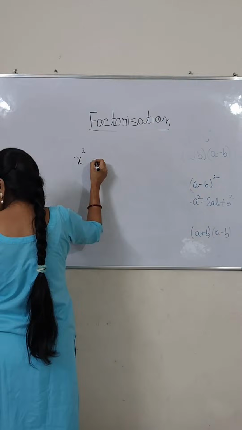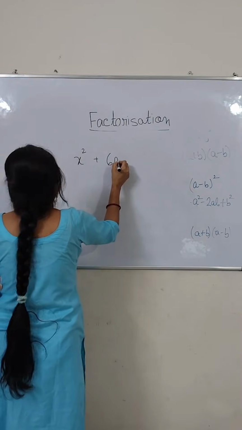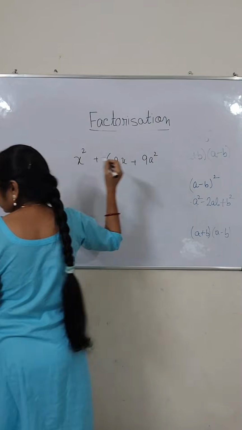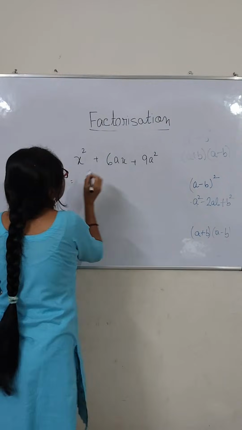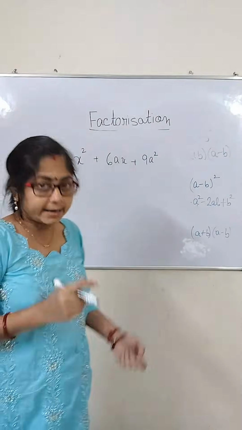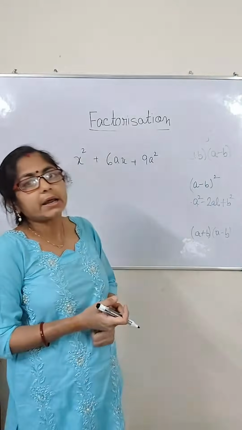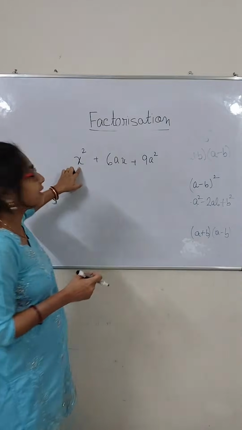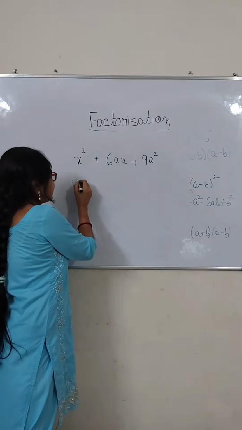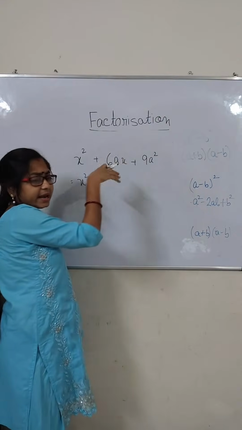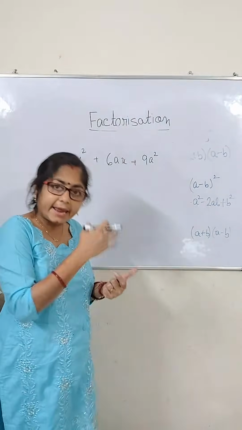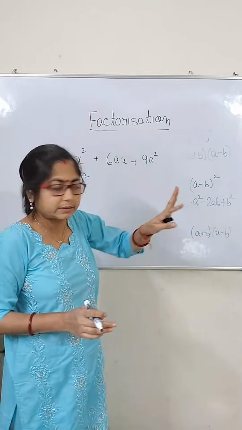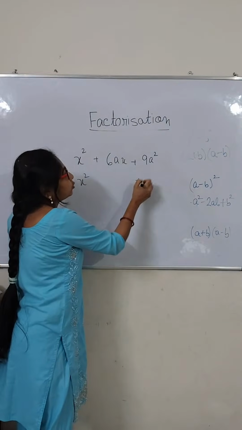x square, 6ax plus 9a square. Listen, there is another type of factorization. Here I apply one formula. Listen, I start from here. There is x square. There is a middle number where a and x both are present. So I do not do anything there, and now I go to the last part.